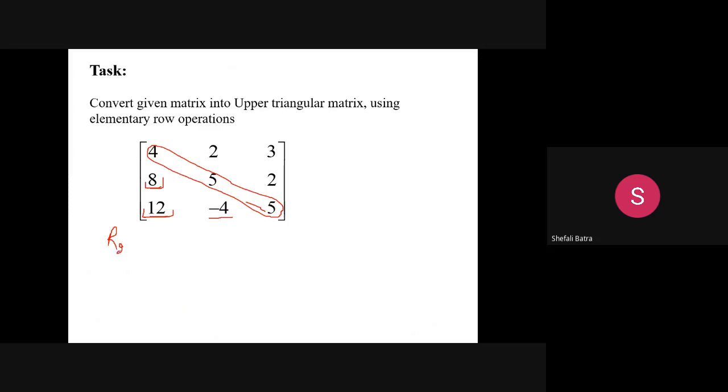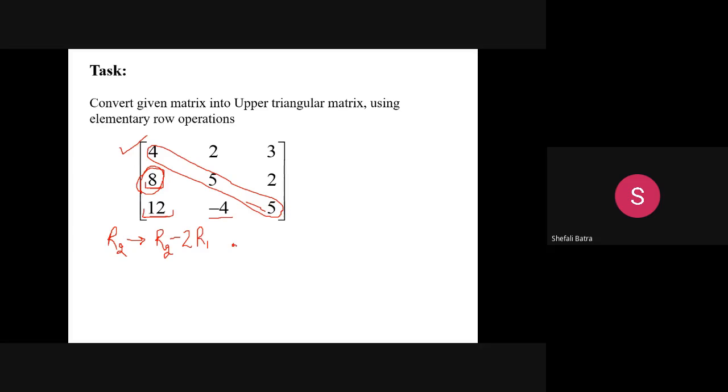I need to change R2. R2 implies I will keep this R2 as it is. I need to make this 0, so I'm taking the help of the first row. What should we multiply the first row by so that it becomes 0? So we will multiply this first row with 2 so that it becomes 0. So I'm writing here minus 2 times R1.